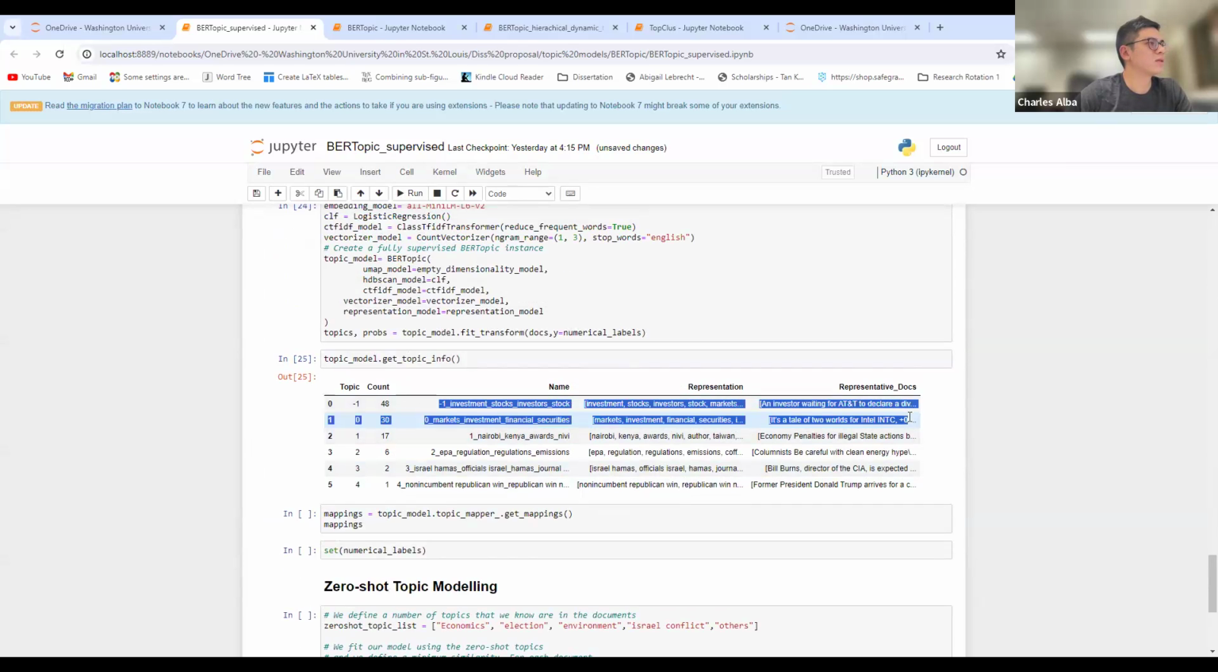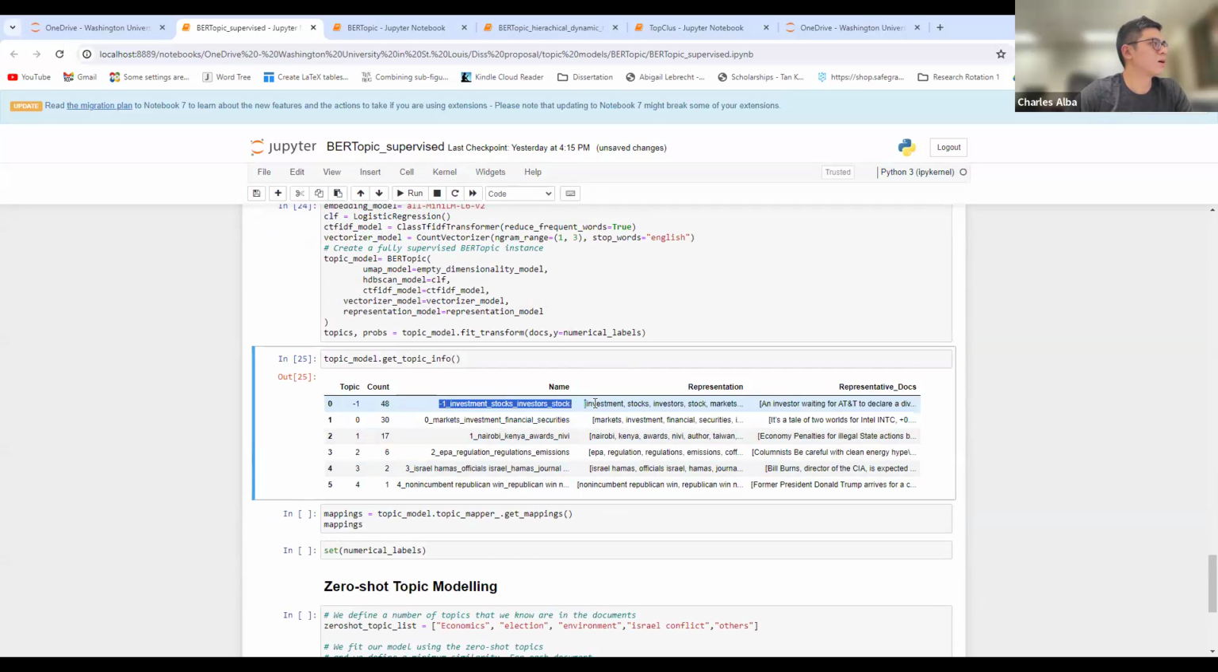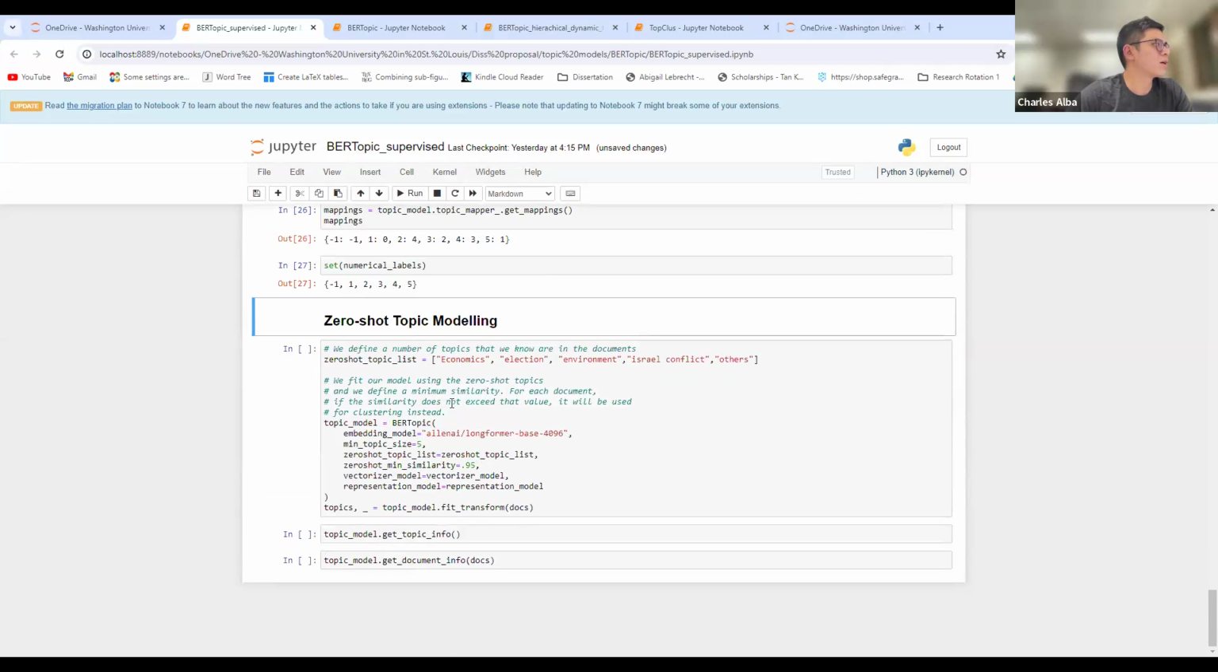Yeah, okay, not really the best. What it mostly does is it tells me that -1 is investor stock, and then this one is almost the same as 0, so not very helpful. Yeah, again, right? And now this is when zero-shot topic modeling, which I missed out earlier, comes into play.